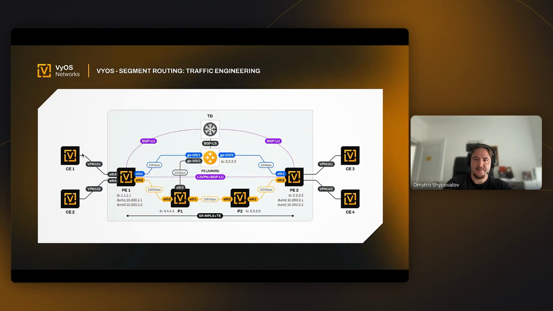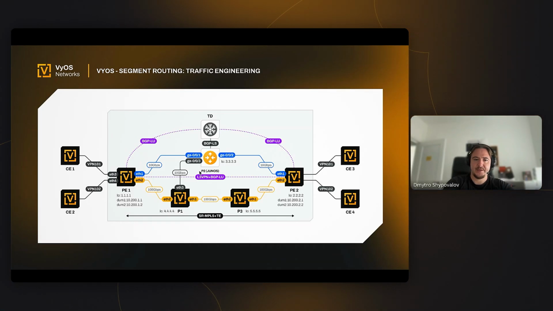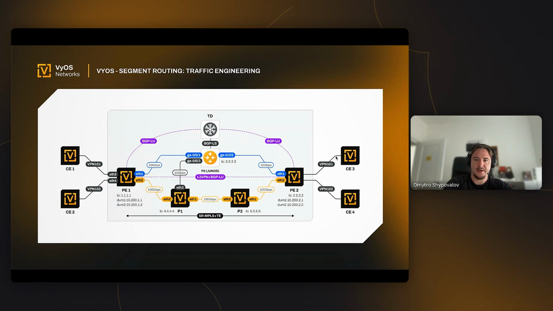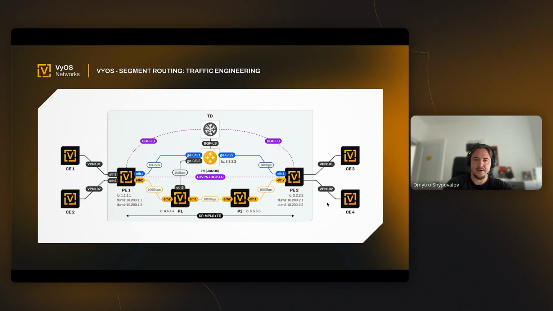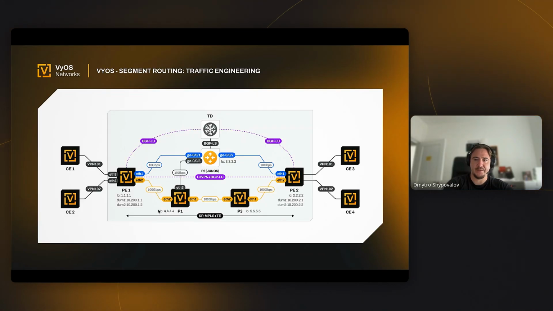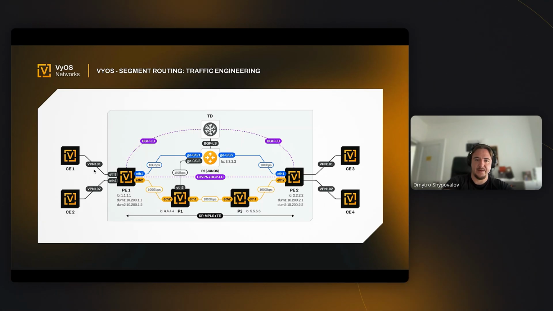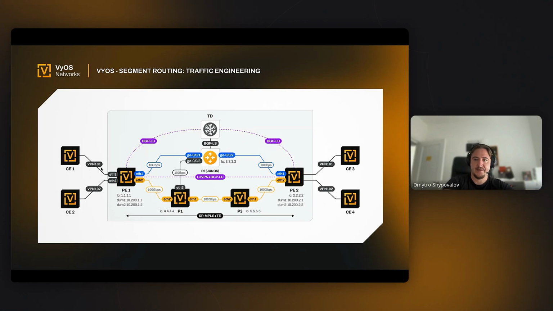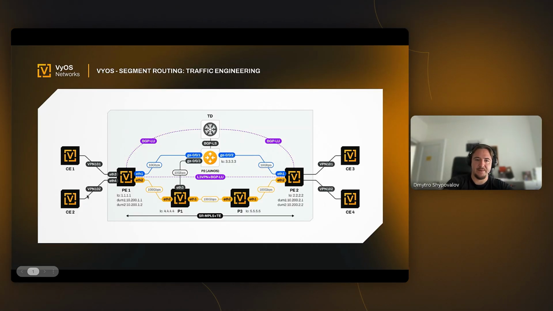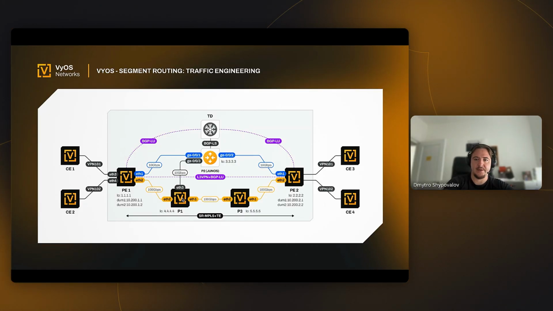In this demo, we are showing a simple network with 5 ISP routers and 4 customer routers. CE1 and CE3 are part of the VRF VPN 101. CE2 and CE4 are part of the VRF VPN 102. We will use segment routing traffic engineering to map traffic within the VRF VPN 101 to the blue colored links, and traffic within VPN 102 to the yellow colored links.